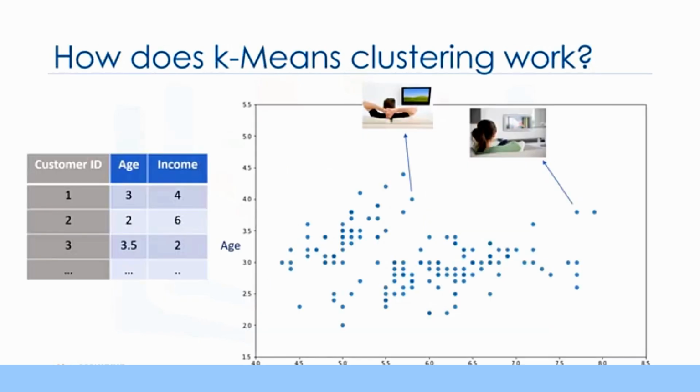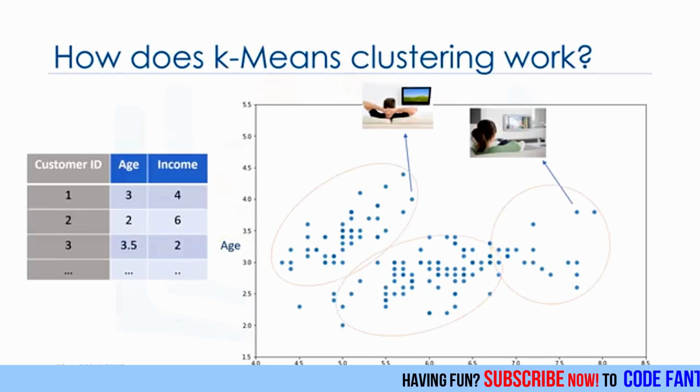Now, let's see how k-means clustering works. For the sake of simplicity, let's assume that our dataset has only two features, the age and income of customers. This means it's a two-dimensional space. We can show the distribution of customers using a scatter plot. The y-axis indicates age, and the x-axis shows income of customers. We try to cluster the customer dataset into distinct groups or clusters based on these two dimensions.